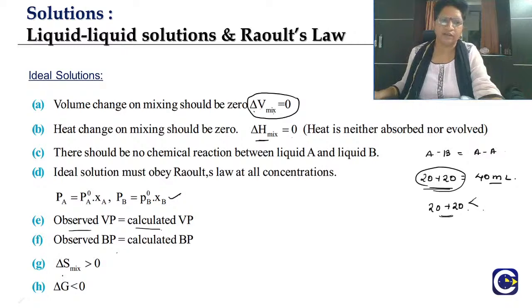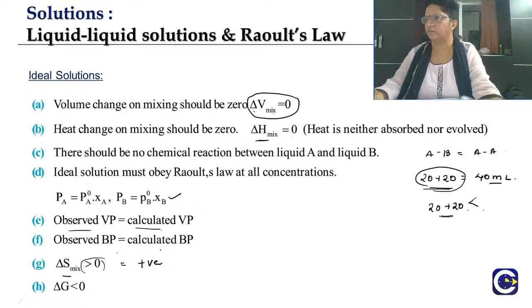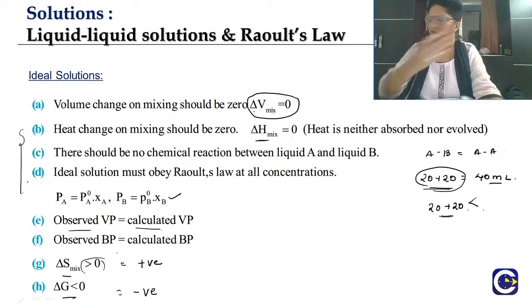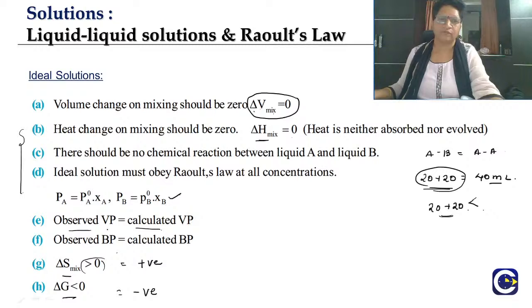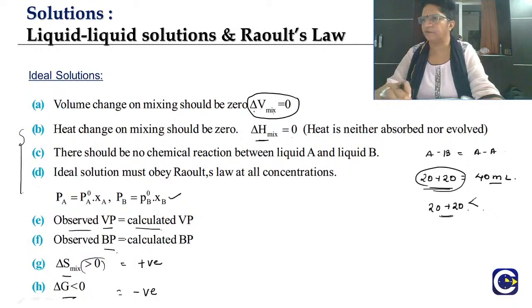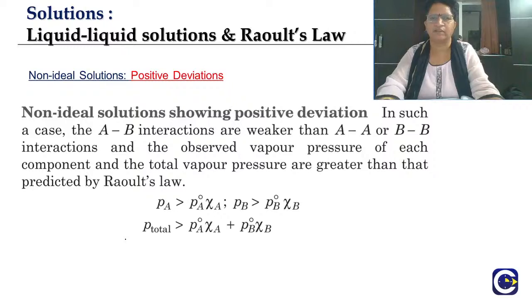What is delta S mixture? Entropy of mixture is greater than 0. Entropy of mixture greater than 0 is a positive value. If it is a positive value, we call it a spontaneous process. அப்படியே delta G, Gibbs free energy வந்து negative value இருந்தா, it's a spontaneous process. இதெல்லாமே you will have to remember. Simple. If a liquid obeys Raoult's law, there will be no volume change. Heat is neither absorbed nor given out. Neither exothermic nor endothermic. Entropy வந்து positive இருக்கும், Gibbs free energy negative. Observed vapor pressure, boiling point calculate பண்ணதும் நம்ம observe பண்ணதும் same இருக்கும். Clear, right? We'll go to the next, non-ideal solutions.